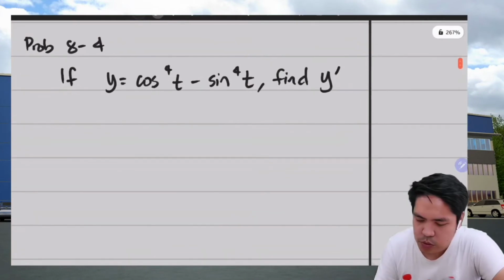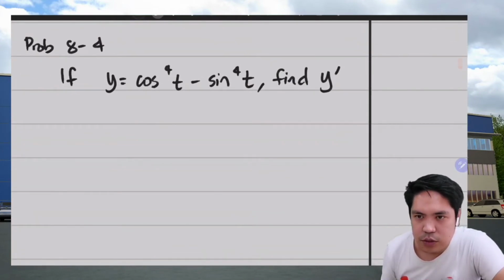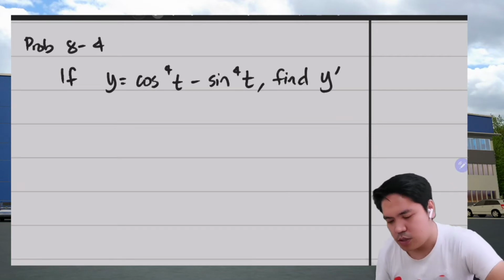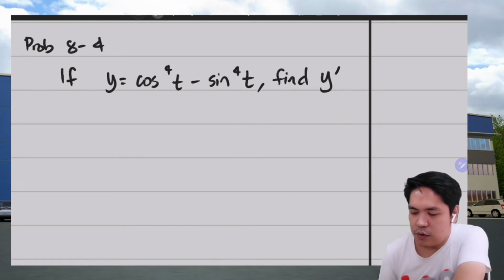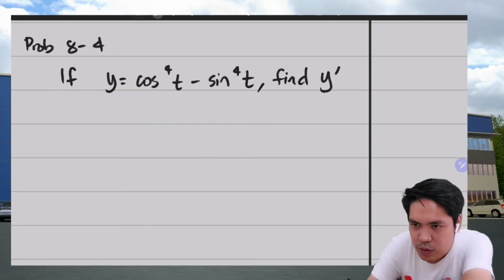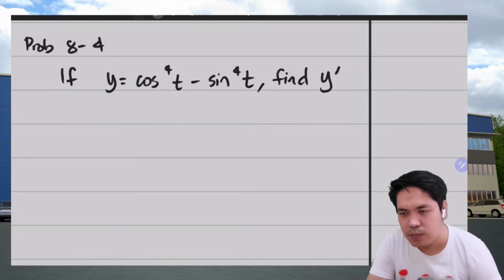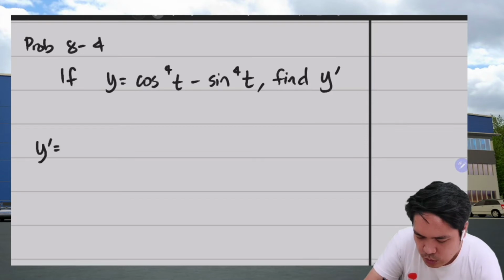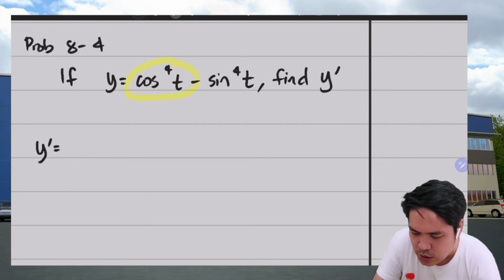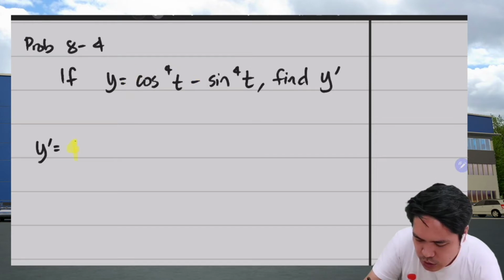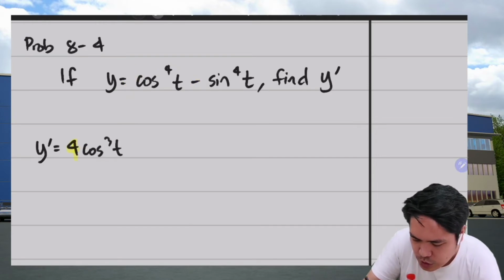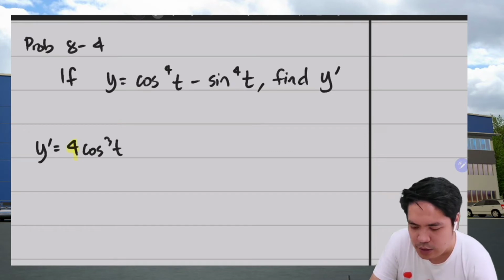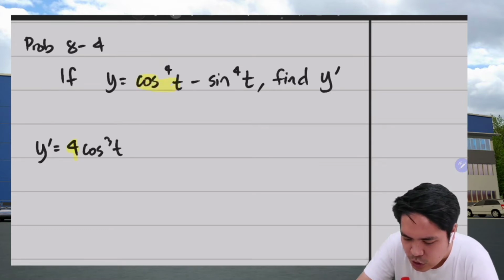Okay, suppose we have this function, y is equal to cosine raised to 4 of t minus sine raised to 4 of t. Find y prime. Okay, so we will do the same thing. We'll just use the general power rule for this and the chain rule again. Okay, so our solution would be y prime is equal to, let's start with this. So that would be 4 cosine cubed t. Okay, so that's the derivative of the mother times the derivative of the baby. So our baby here, of course, is cosine t. Right?